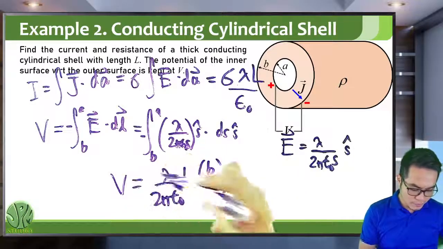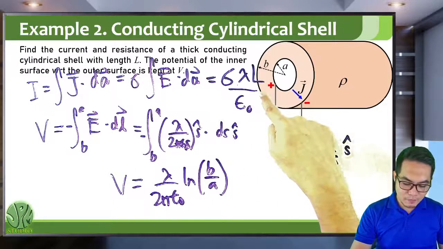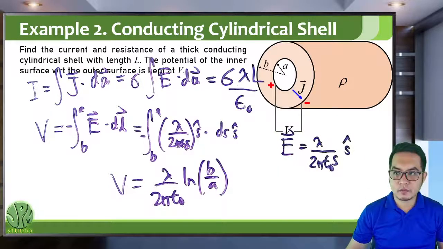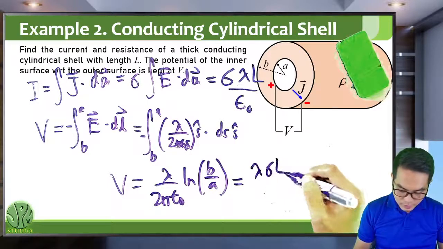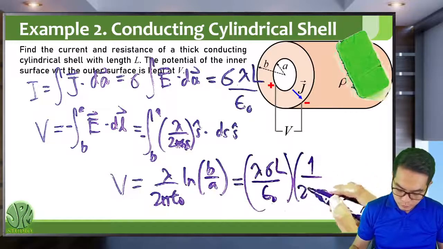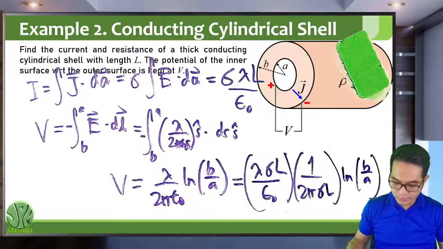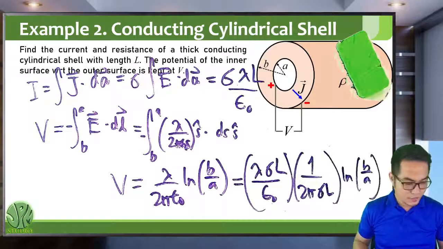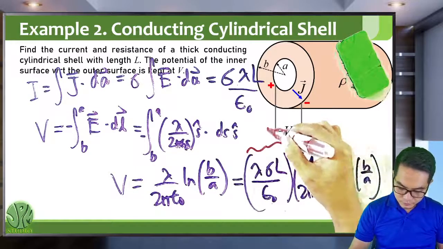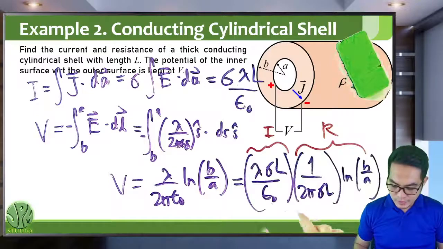Okay. So this is our V now. We can rewrite this, since we know that I is given by sigma lambda L over epsilon. So I can rewrite this as lambda sigma L over epsilon naught times 1 over 2 pi sigma L ln of B over A, where this one is now my current, and this one is the resistance of this conducting cylindrical shell. This is the current and this is the resistance.